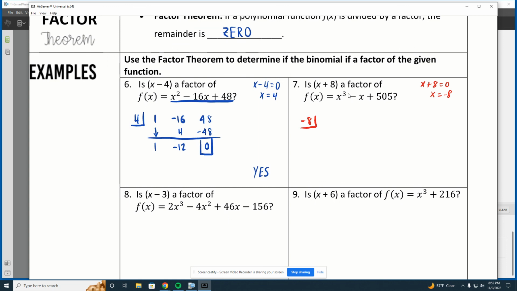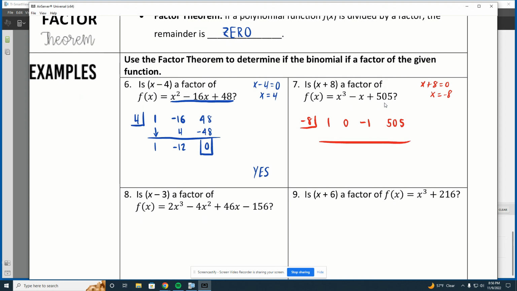X to the 3rd is my biggest exponent, so its coefficient is 1. X squared's next. Don't got it. Got to put a 0 there. After x squared is x, I got it, -1. Remember, the sign in front has to represent it. And after x is a constant, got it, 505.